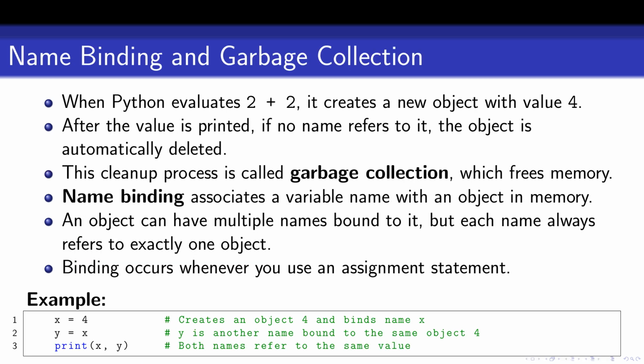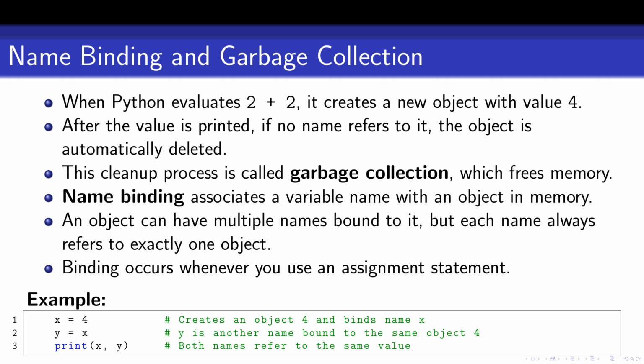Expanding on objects, we need to understand name binding and garbage collection. When Python evaluates something like 2 plus 2, it creates a new object with the value 4. If you don't assign that value to a variable, it may be used temporarily and then discarded once it's no longer needed. This process, where Python automatically frees memory, is called garbage collection.